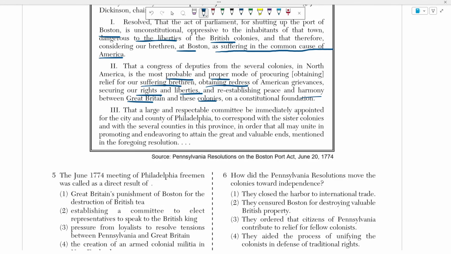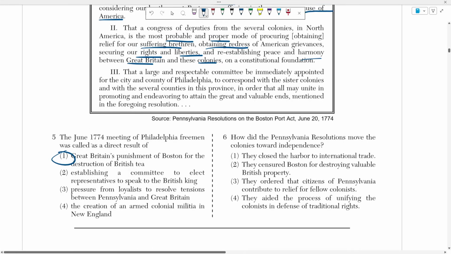a direct result of choice 1, right? Great Britain's punishment of Boston for the destruction of British tea, right? Any single time you see the closure of the Boston port, that's going to be a result of the Boston Tea Party, the punishment of the Boston Tea Party. Choice 2 is most certainly wrong. They don't want to elect a British king. 3 and 4, none of them make sense, right?